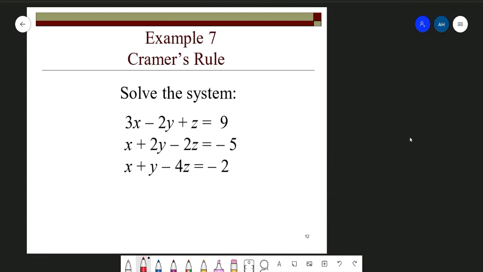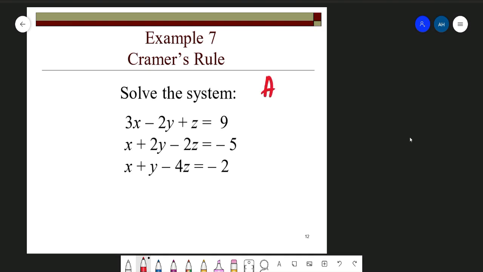I'm not going to solve it until we get the values of x, y, and z, because it's very tedious and takes a lot of time. I just want to explain what matrix A is in this case.